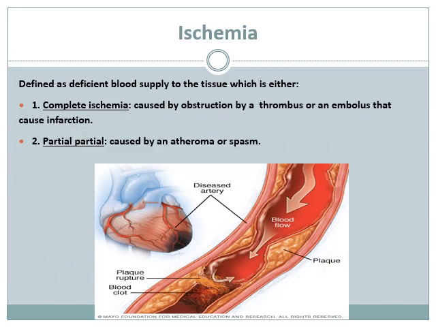Now we're going to move to another subject, which is ischemia, and it is defined as a deficient blood supply to the tissue. Ischemia is one of two types. Either it is complete ischemia, caused by obstruction by a thrombus or embolus, and most of the time this will lead to infarction, while partial ischemia is caused by an atheroma or a spasm. And sometimes, if we treat the cause of the ischemia, the tissue will return to its normal state.